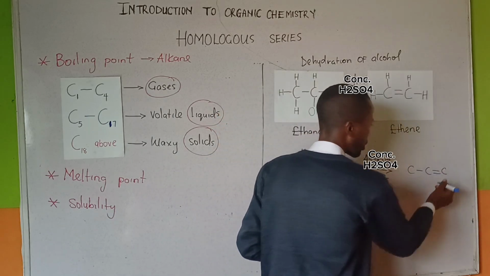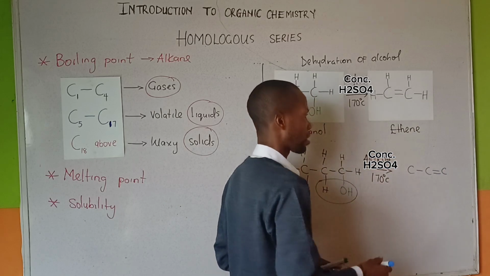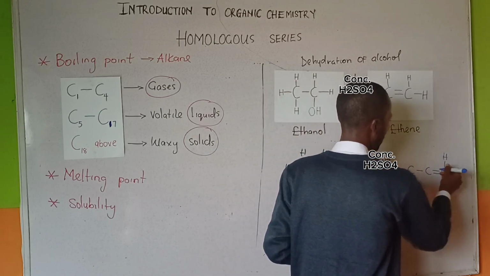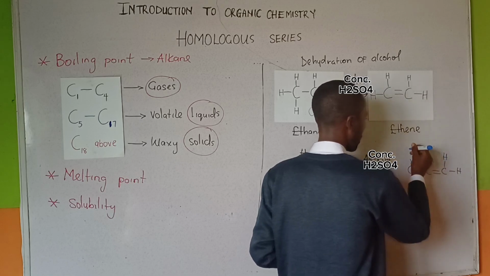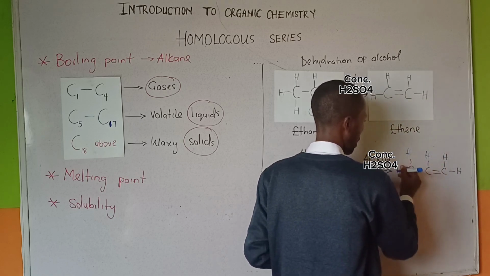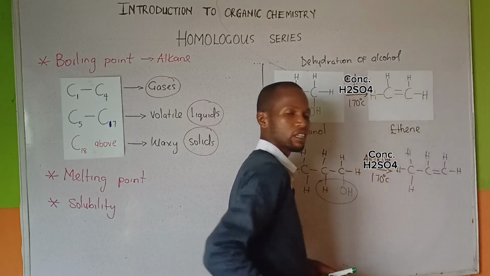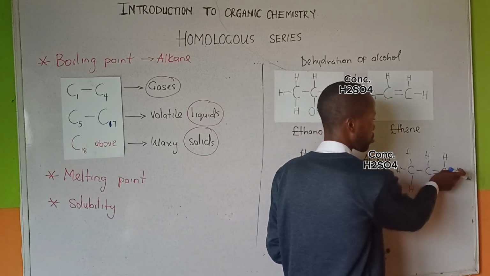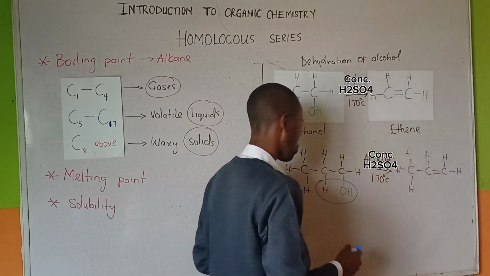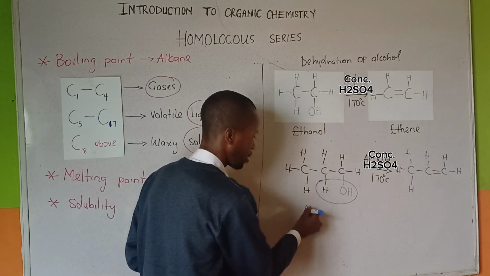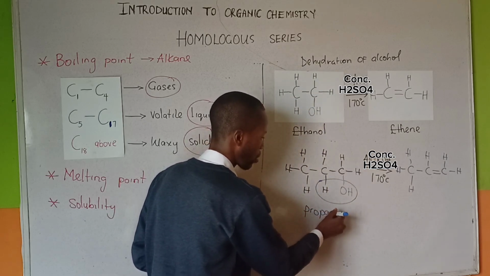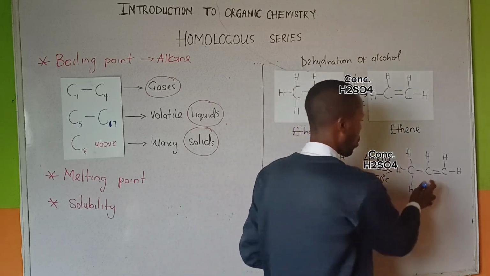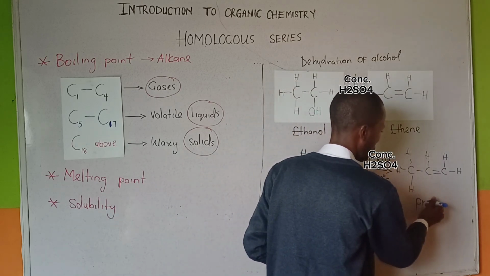So there will be generation of what? A double bond at this point. We have hydrogen, hydrogen, hydrogen, hydrogen, hydrogen, hydrogen. Okay? So I've been able to ensure the tetravalency of carbon. 1, 2, 3, 4. 4 bonds around carbon. So this compound right here is propanol, or propan-1-ol. And the compound right here is propene.